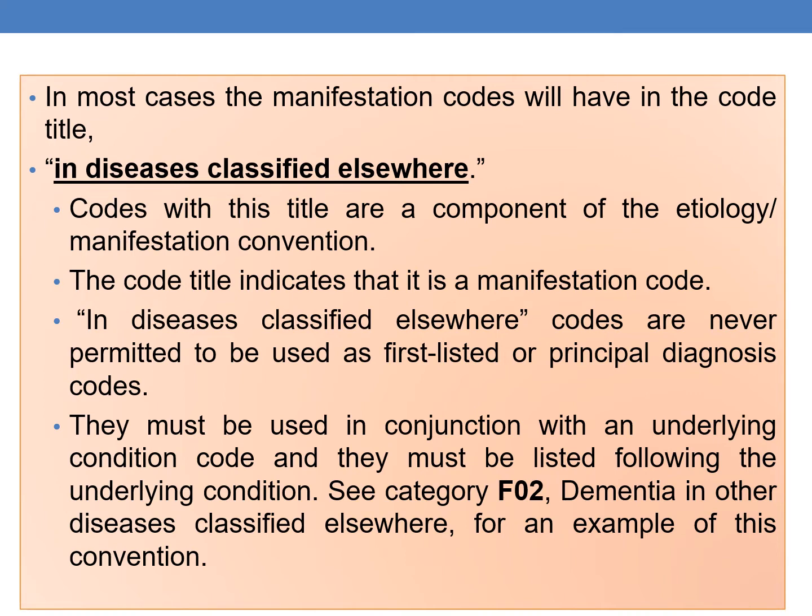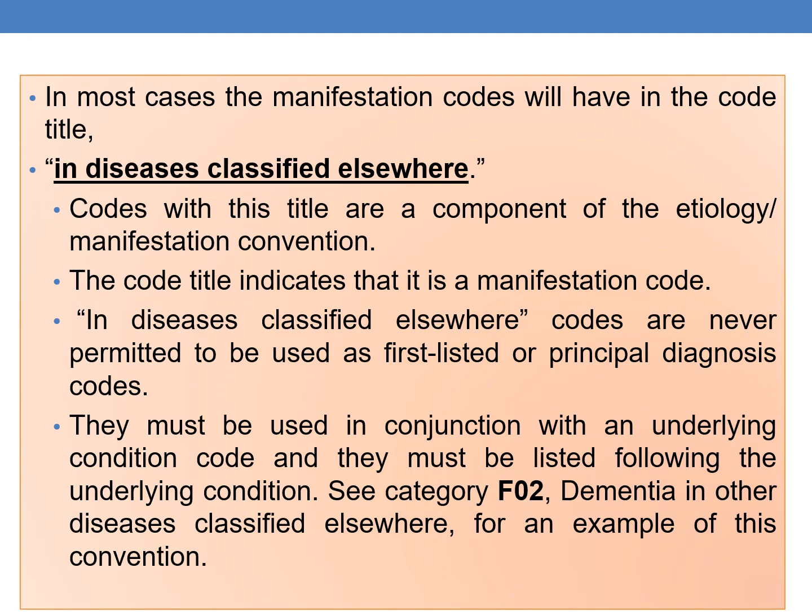So whenever you find something like "in diseases classified elsewhere," you can assume that that particular code is a manifestation code and it should be sequenced after an etiology code. Codes with this title are a component of the etiology manifestation convention. The code title indicates that it is a manifestation code, and "in diseases classified elsewhere" codes are never permitted to be used as first-listed or principal diagnosis codes. They must be used in conjunction with an underlying condition code, and then they must be listed following that underlying condition.